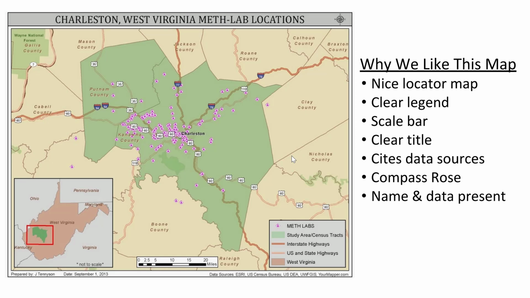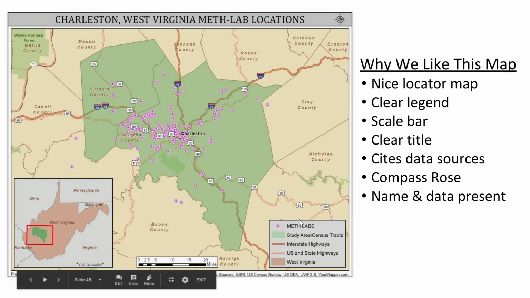So this map here looks at Charleston, West Virginia. This is meth lab locations, actually. There's a nice locator map right here in the bottom left corner. It's a very clear legend, a really great legend. I know what each of these represents. The scale bar is 0 to 20 miles.